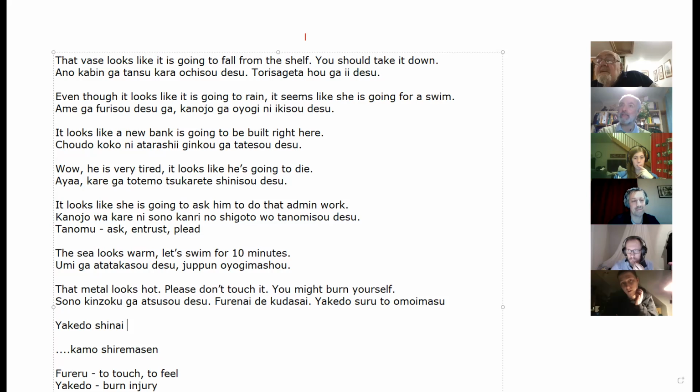Whether it's a verb or an e adjective, it doesn't matter. But you can't use tameni with a negative. You have to use yoni. Yoni. Yeah. And then furenai de kudasai. Perfect. Yes, good. Yakedo shinai yoni furenai de kudasai. Absolutely, this is a really good way of saying it. Very sophisticated Japanese.